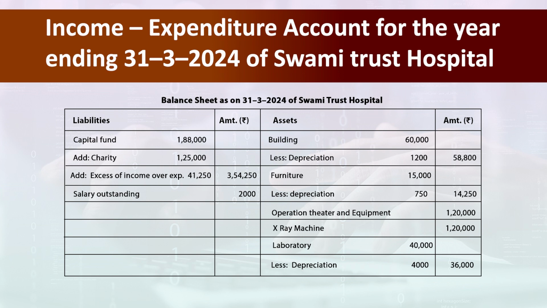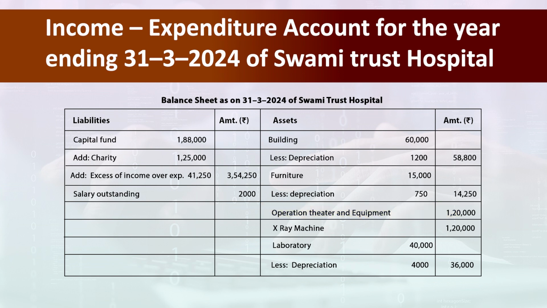31/3/2024 of Swami Trust Hospital. On the asset side, we can see the building is recorded at rupees 60,000, from which we deduct a depreciation of rupees 1,200. The net amount recorded is 58,800. The next entry is of furniture amounting to rupees 15,000. From it, we deduct depreciation of rupees 750. The net amount is 14,250. Then we have operation theatre and equipment of rupees 1,20,000.